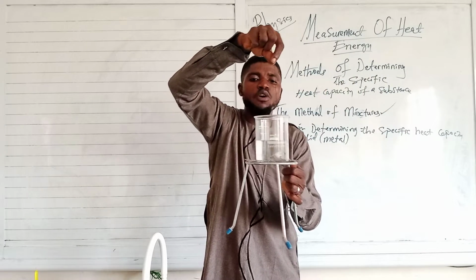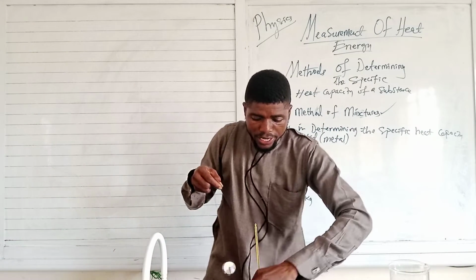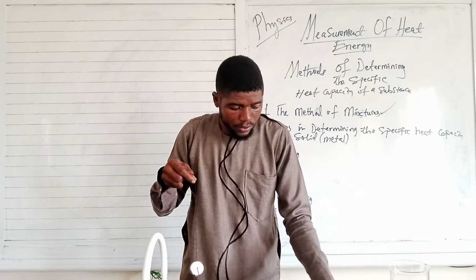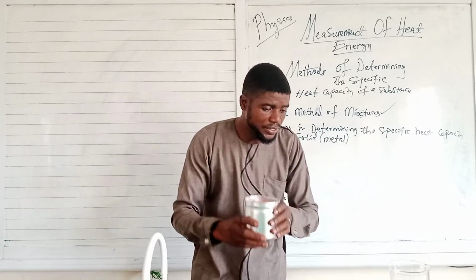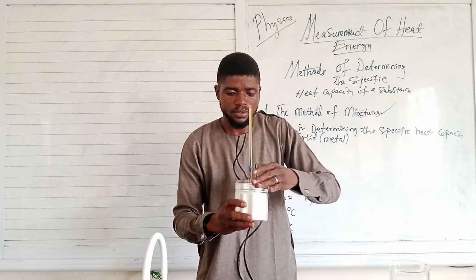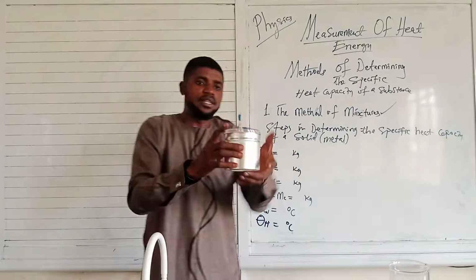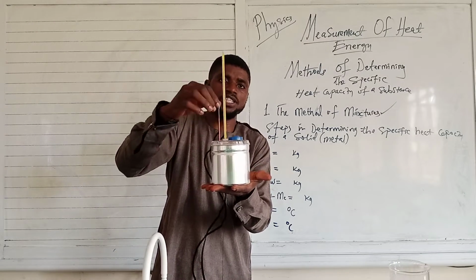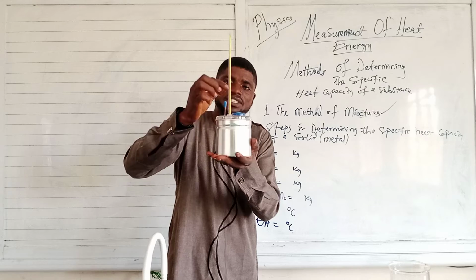When the highest temperature is recorded, this guy is quickly removed from here and then quickly transferred into this place. It is transferred and sealed up. And then you cover this. The next thing, you stir this homogeneously to get uniform distribution of heat energy in this system. Can you see that? And then you record the highest temperature here.